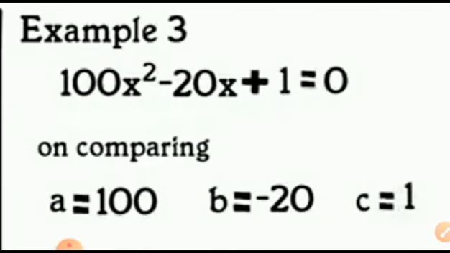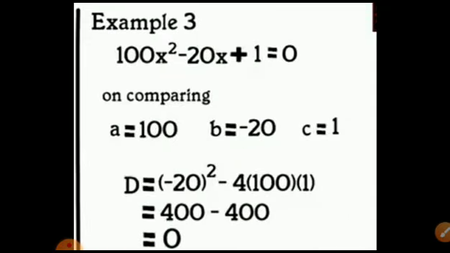It is 100x square minus 20x plus 1 equal to 0. Again the same: compare it with the standard equation and write the values of a, b and c. Then find b square minus 4ac. Substitute the values of a, b and c, and we see that the value of D in this case is 0.